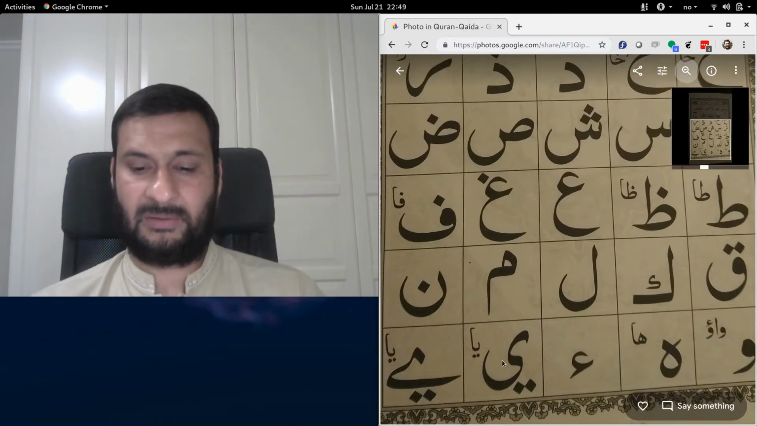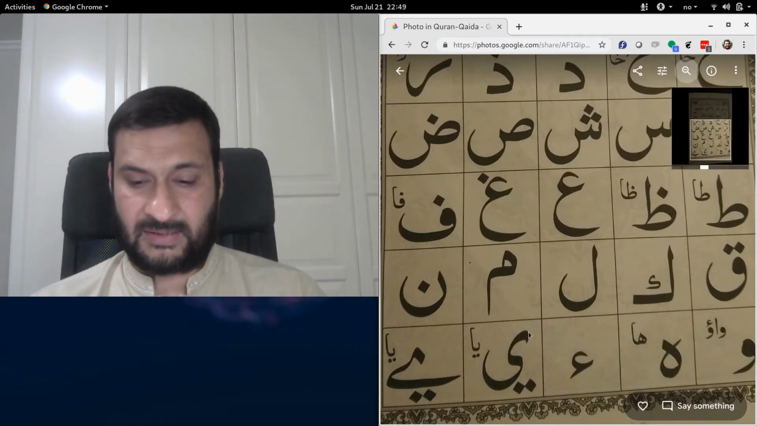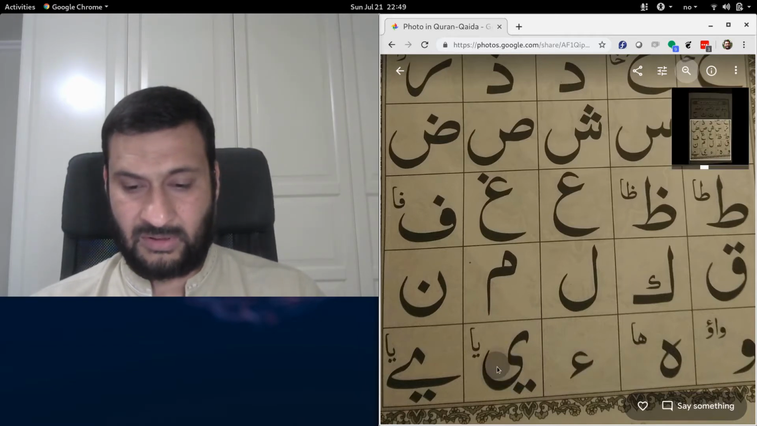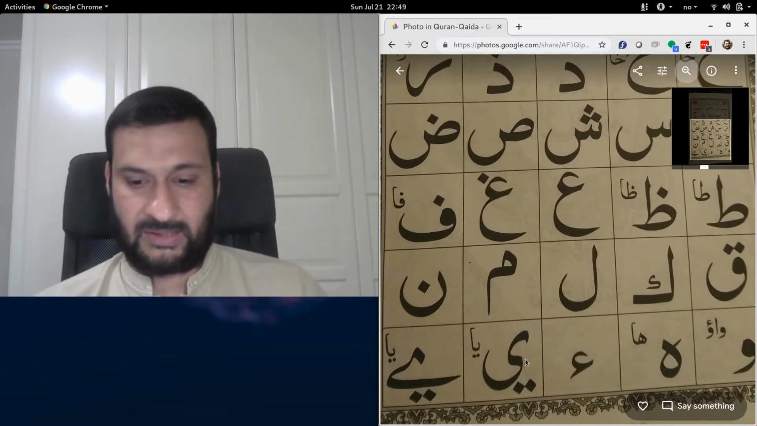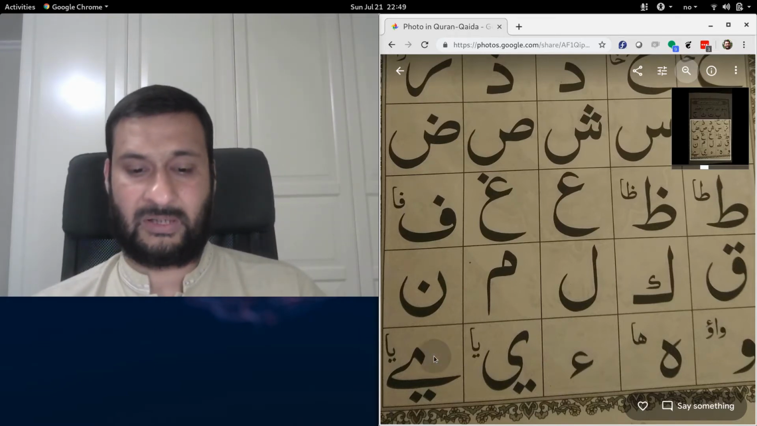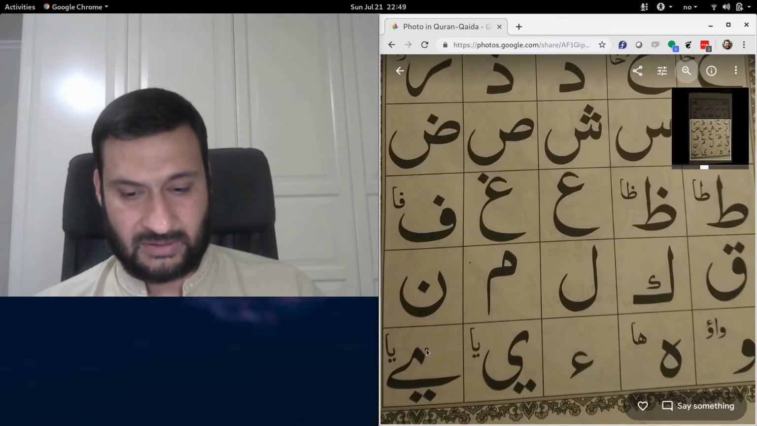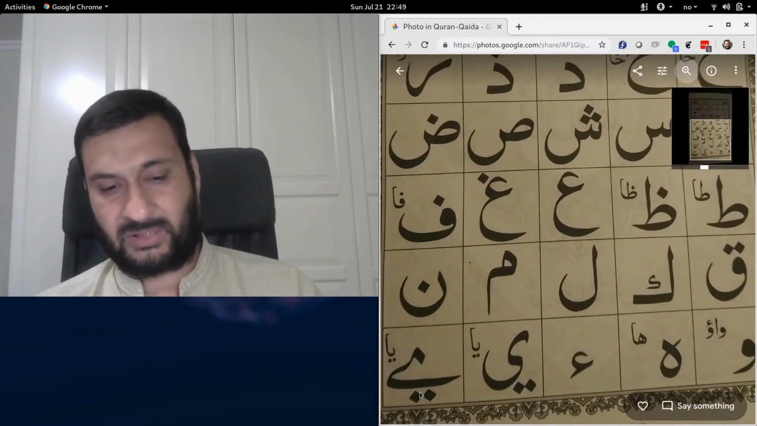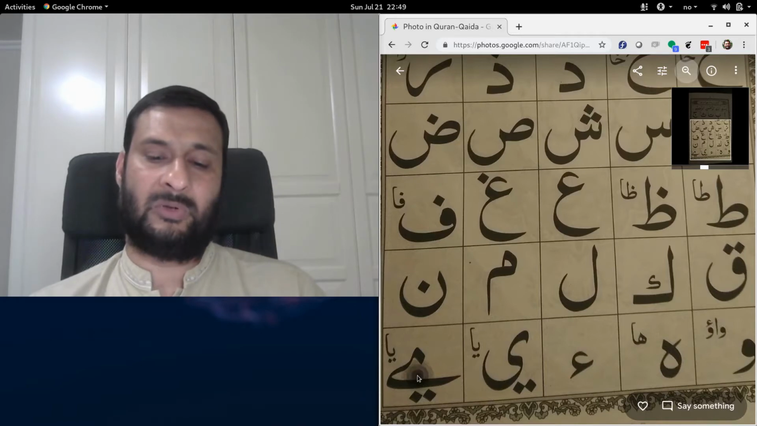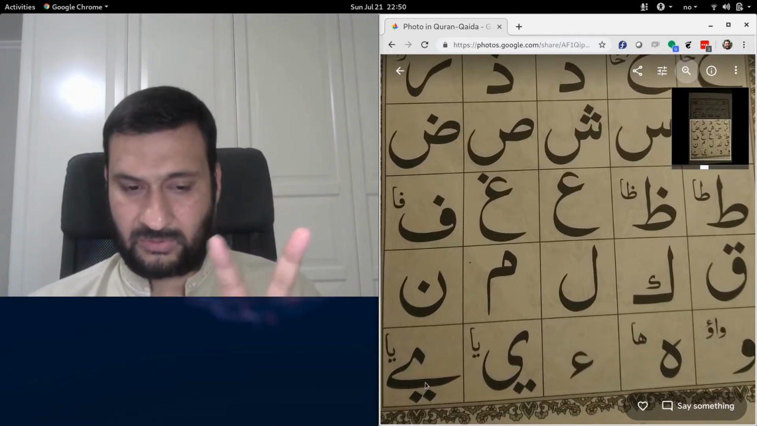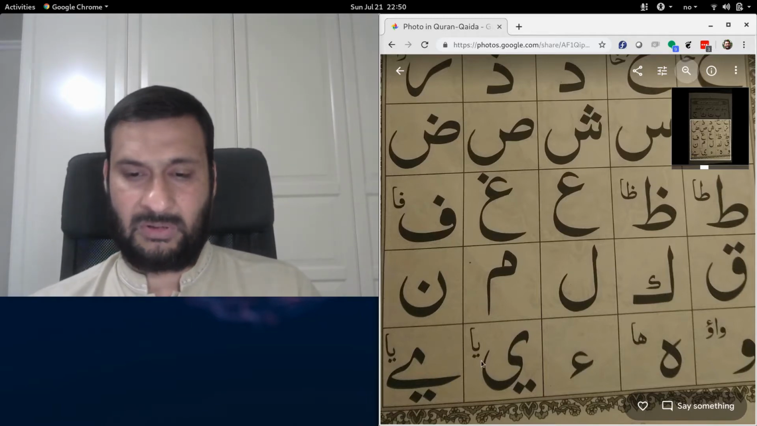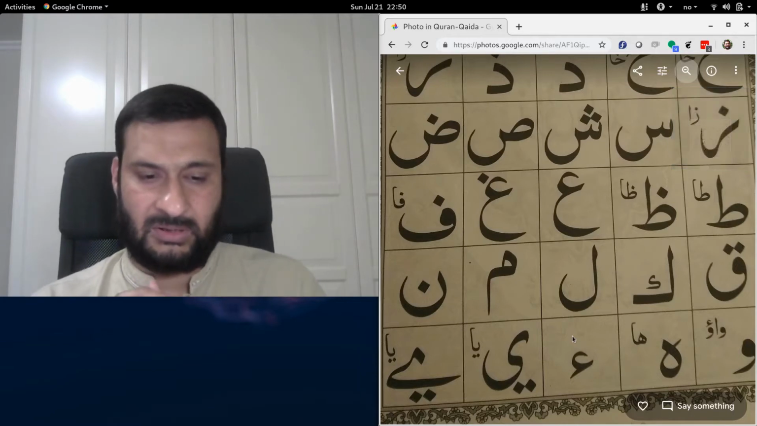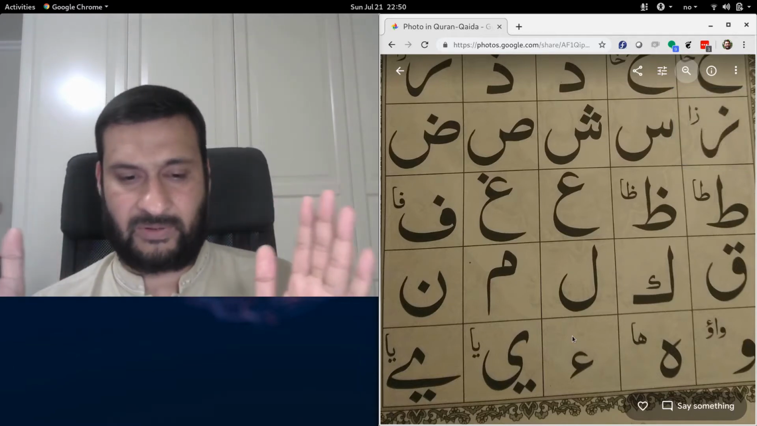Then is ya. This is ya, with two dots at the bottom. This is one way of writing ya, and another way of writing the same letter is like this, in a plate form with two dots at the bottom. So these both are one letter. These are not two different letters. It's just two different ways of writing the same letter. So these were the letters, the Arabic alphabets, all of them.